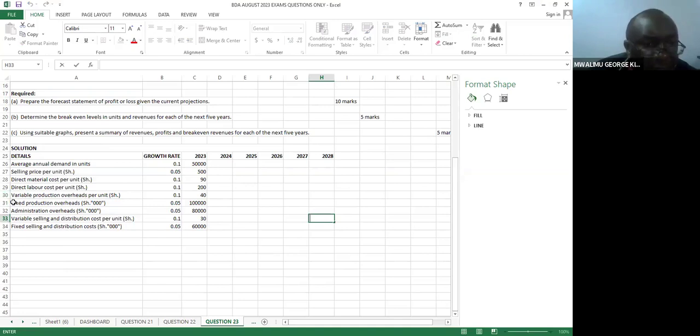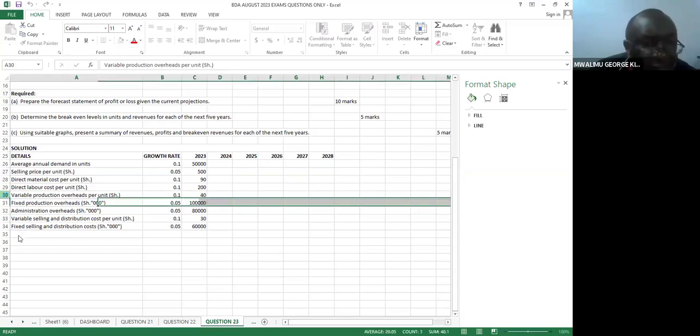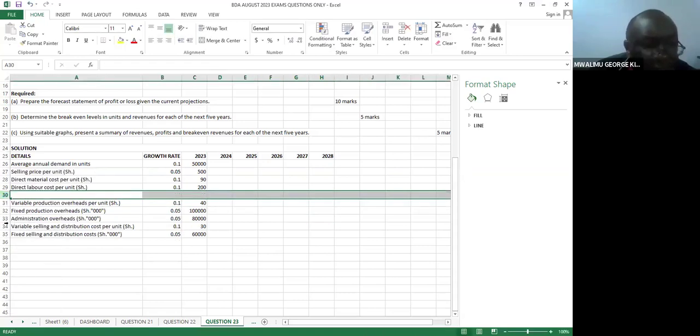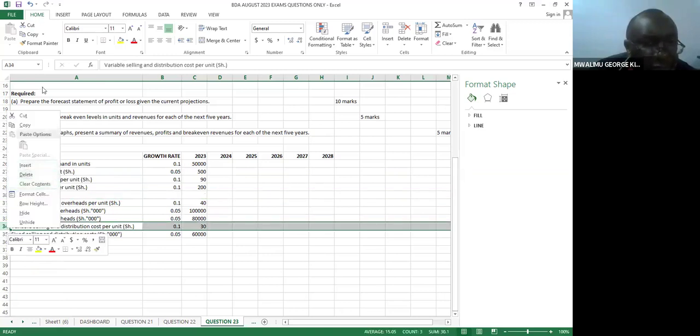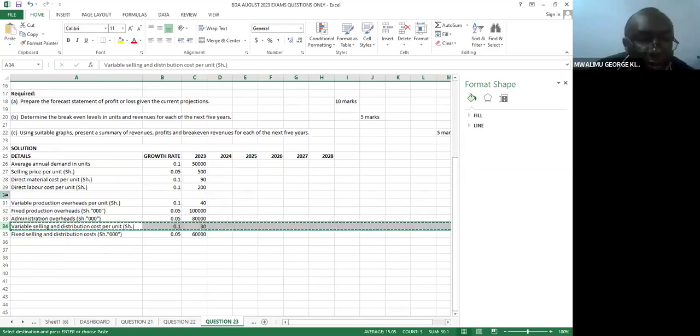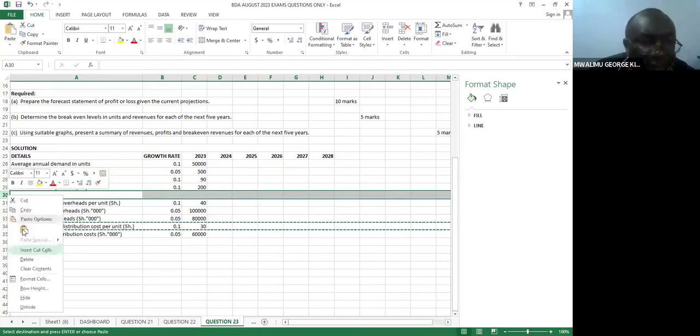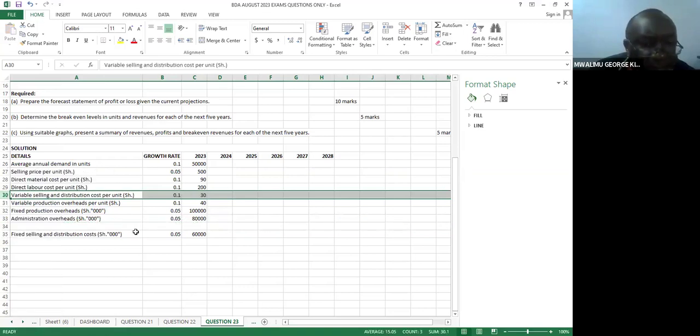Hebu kuja hapa kwa variable production overhead per unit, you insert a row there. Then this one, the variable cost per unit, you cut it. You come and paste it here. Come and paste it there. Yeah, just a minute.